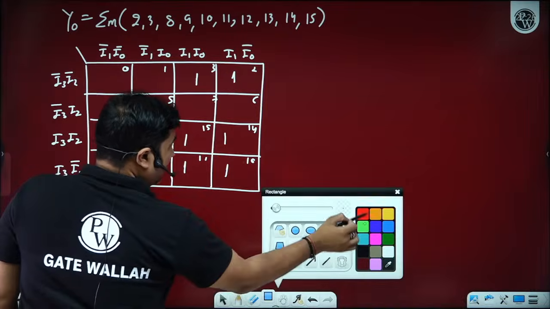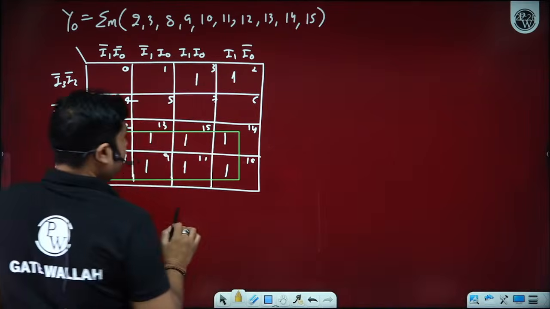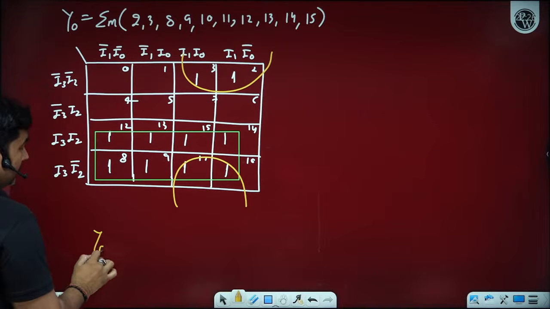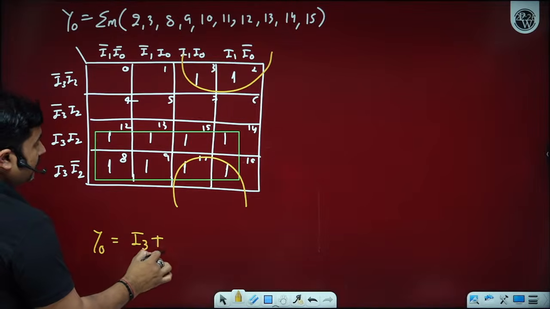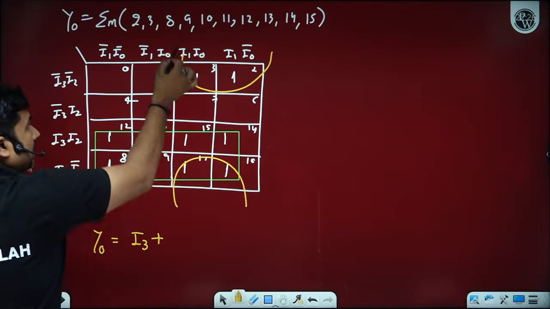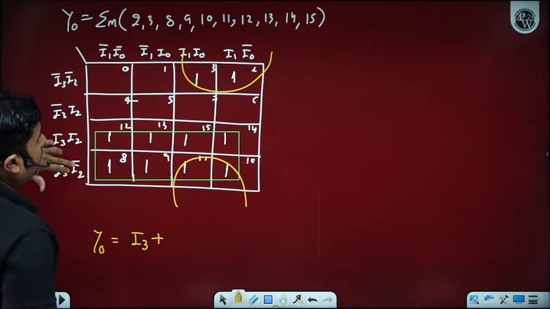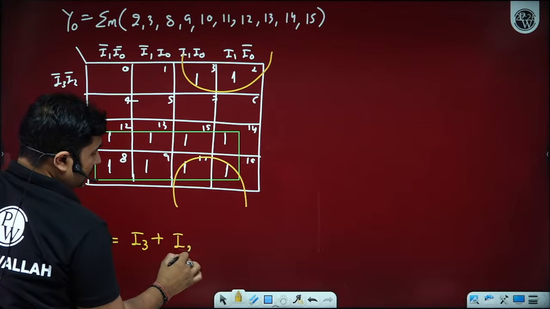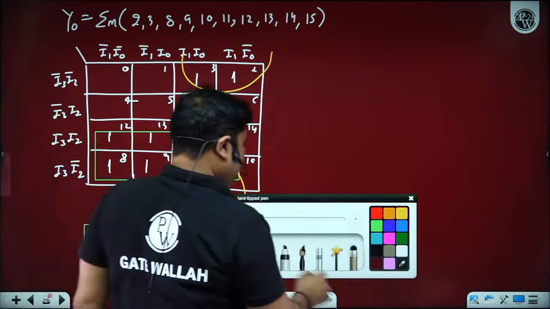So we have one octet. Along with this octet, we have one quad as well. How many of you can see this? So y0 logical expression will become I3 plus of, please observe, I3 plus of, the upper twos will give you I2 complement, I2 complement from here and you will get I1. I2 complement I1. How many of you are able to understand?